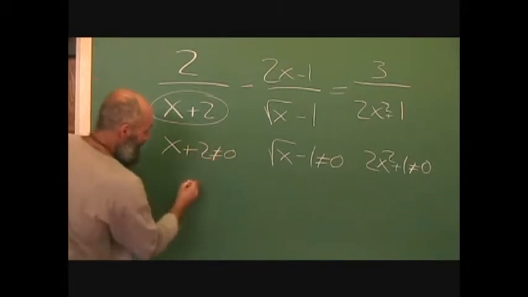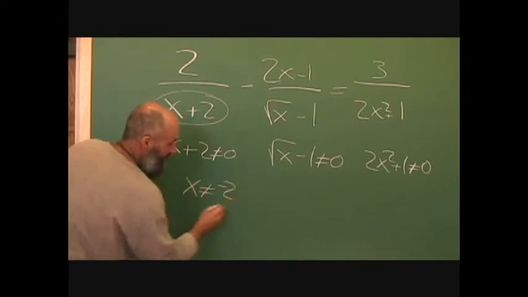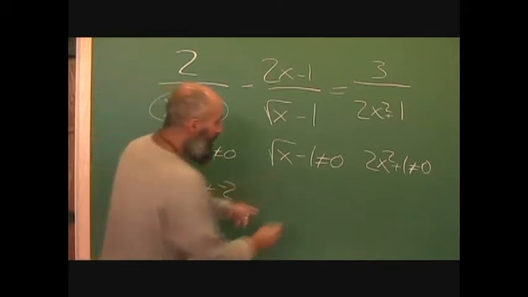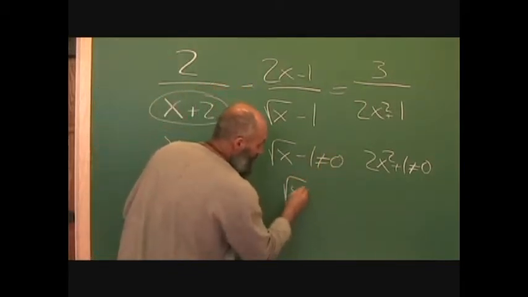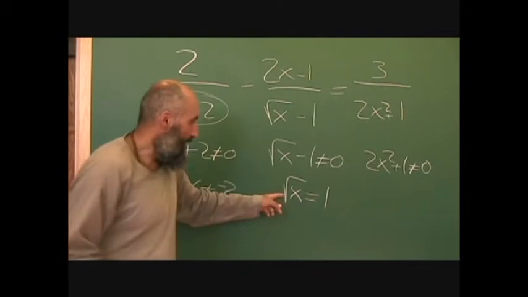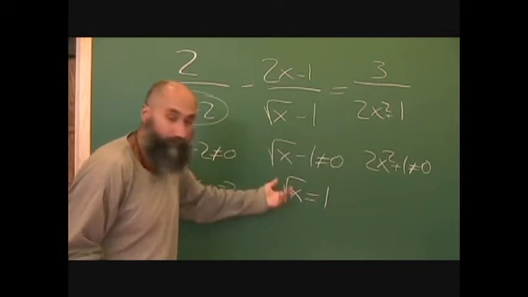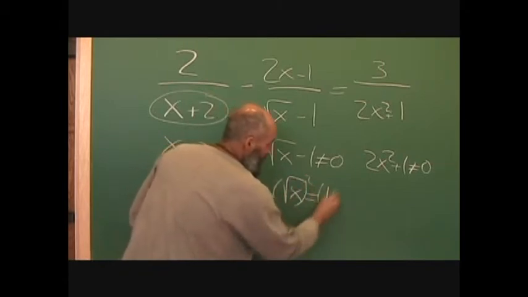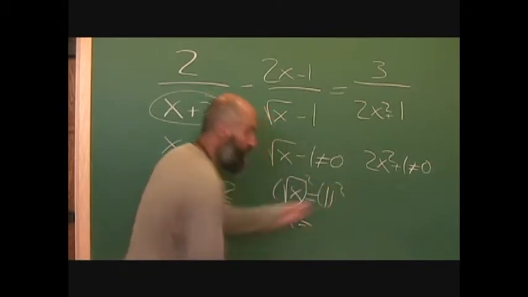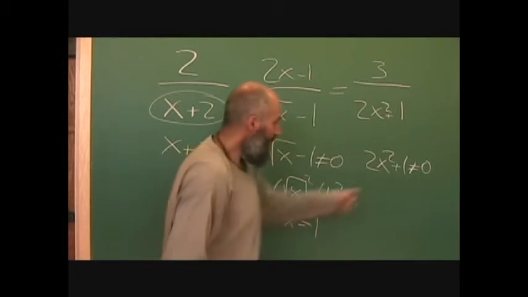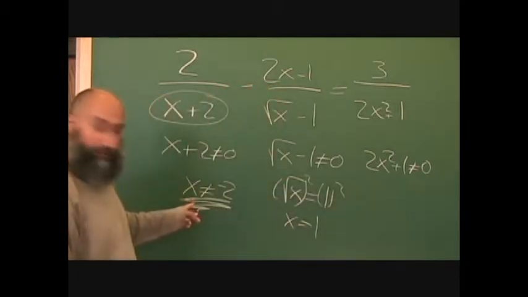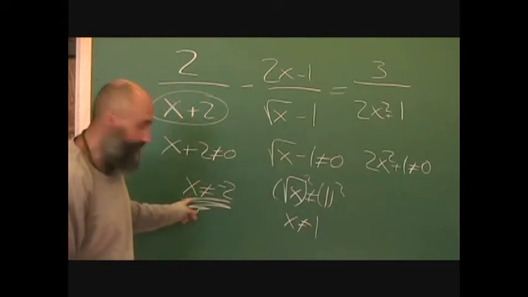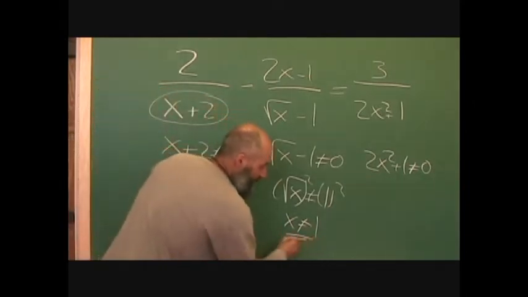So all you do for this one is just grab this. x cannot equal negative 2. That is a restriction, right? Over here, you move the 1 over, so you get square root of x is not equal to 1. And the way you get x by itself here, this is a square root, you do the opposite, which is square. So you square both sides. So x is not equal to 1 squared, which is just 1, right? So your restrictions are x can't equal negative 2, x can't equal 1.